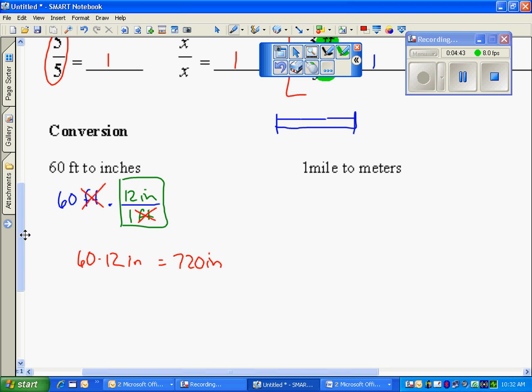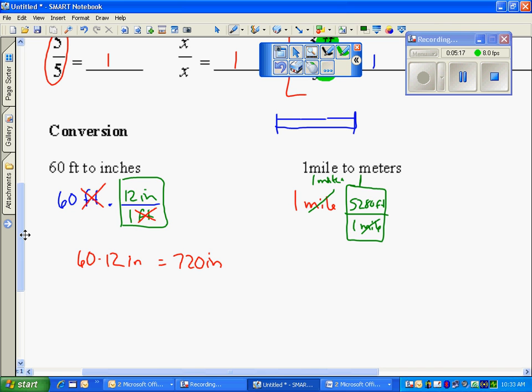Let's convert a mile to a meter. If I have 1 mile, I'm going to multiply by this ratio that's equal to 1. I can multiply anything by 1 and not change its value. So if I want to go miles to meters, I'm first going to get this into feet. And I know that there are 5,280 feet in 1 mile. So now I've converted it to feet.